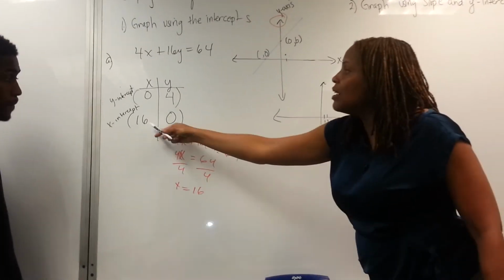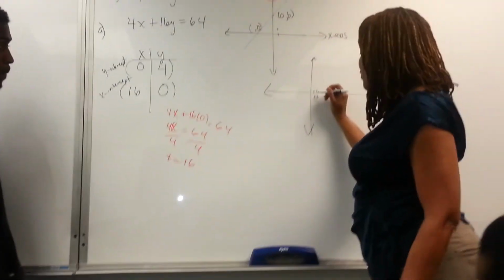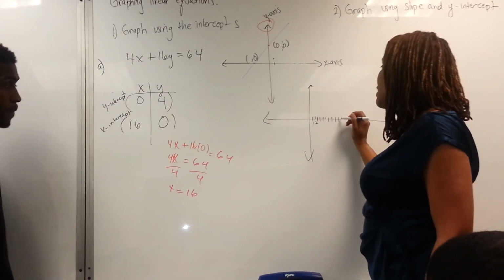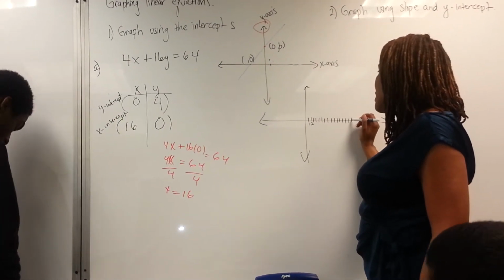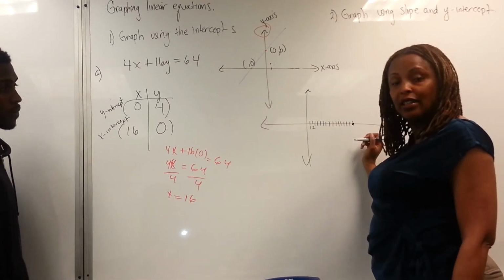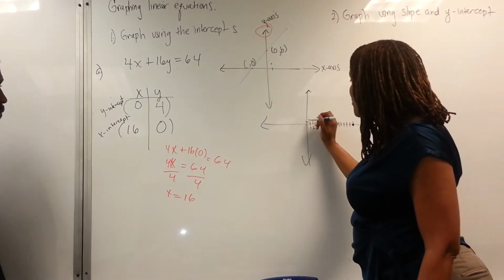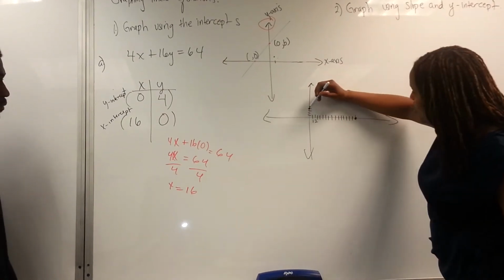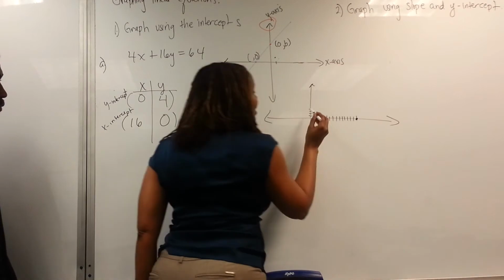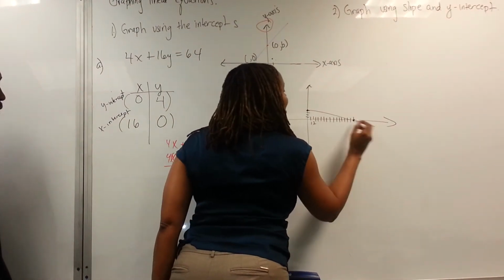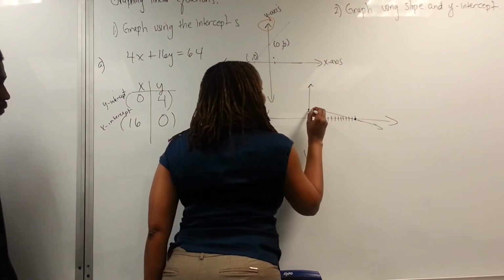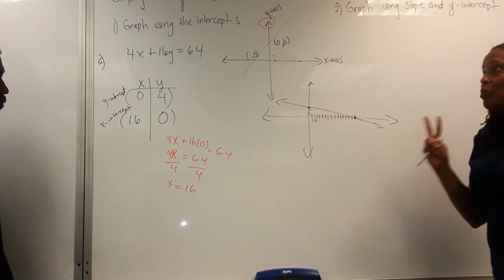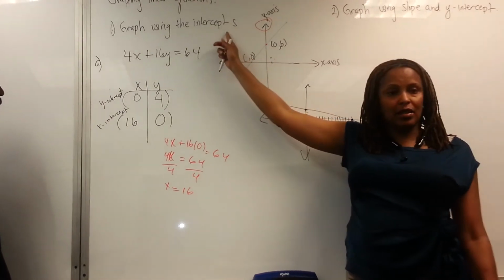Okay? So I'm plotting the point 16, 0. So if I'm scaling by 1, 1, 2, 3, 4, 5, 6, 7, 8, 9, 10, 11, 12, 13, 14, 15, 16. That's 16, 0, right? And if I'm scaling by ones on my y-axis, 0, 4. Once you put your points in, it'll create your line. But they want two specific points when they ask for the y-intercepts.